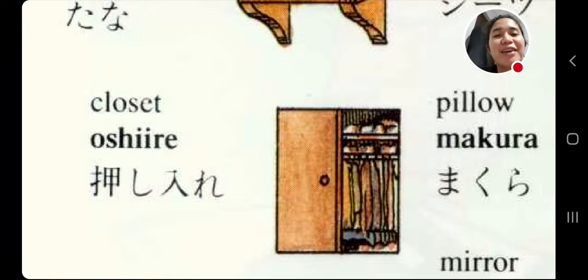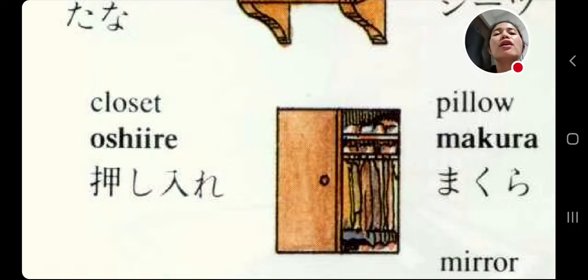Oshiire. Oshiire. Kasi yung ire na ireru, ipapasok. Pero pag sa Tagalog sa atin, ire, ilalabas yun. Dito, ipapasok. So, magkaiba siya. Pero pwede nyo rin tandaan, isipin nyo na lang, kabaliktaran yan.